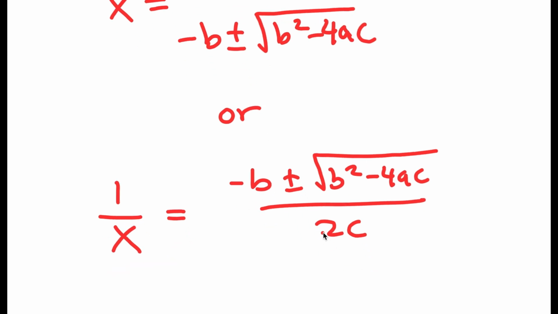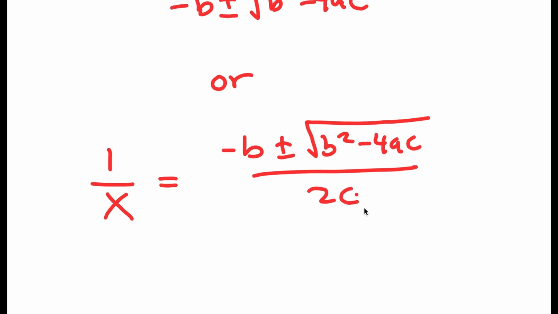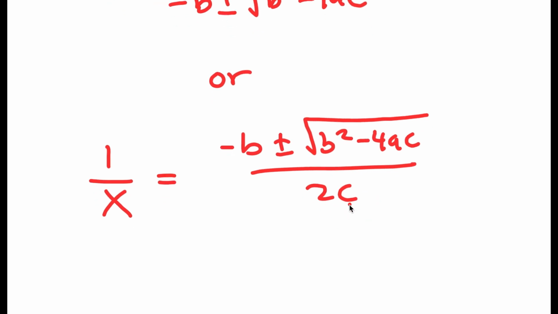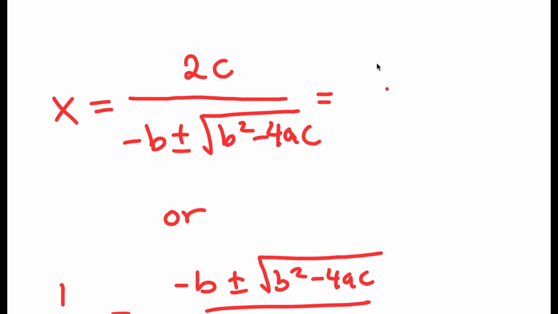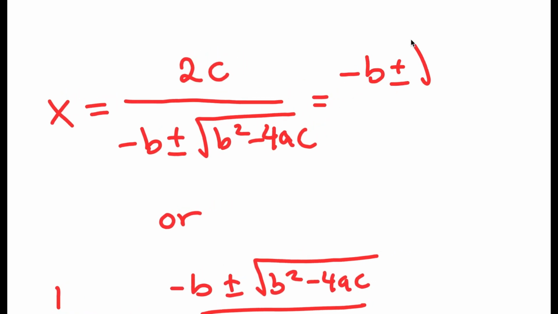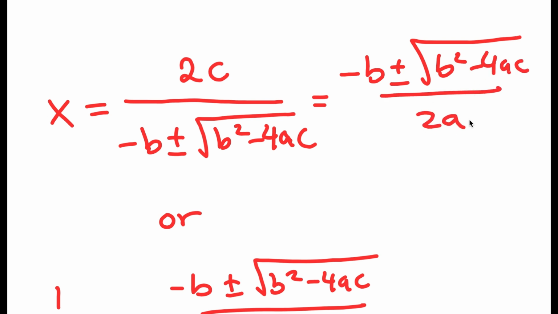this formula right here is very similar to the quadratic formula, except that we have a c over here instead of an a. And this is the same thing except that it's flipped, and again we have a c here instead of an a. So how is this right here equal to this? How are these two equal?